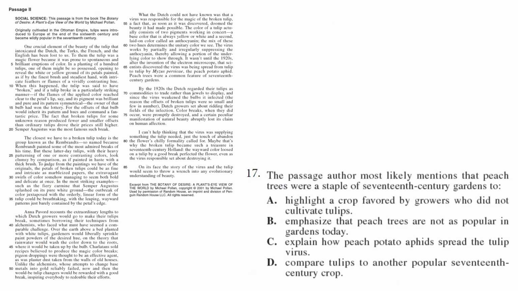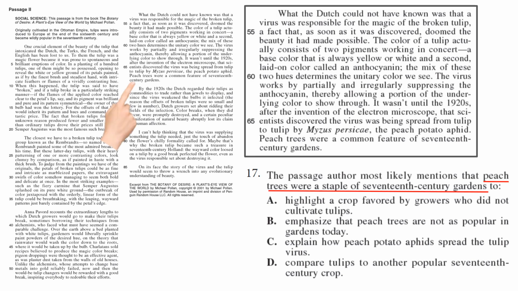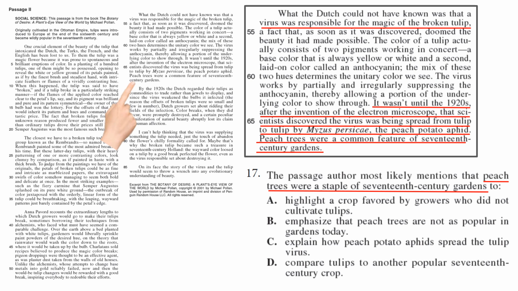Number 17, the passage author most likely mentioned that peach trees were a staple of 17th century gardens to... Okay, so it mentions the peach trees around line 67. Peach trees were a common feature of 17th century gardens. This paragraph is about the viruses being responsible for the broken tulips, and it says the peach potato aphid was what carried the virus, so it explains how peach potato aphids spread the tulip virus.